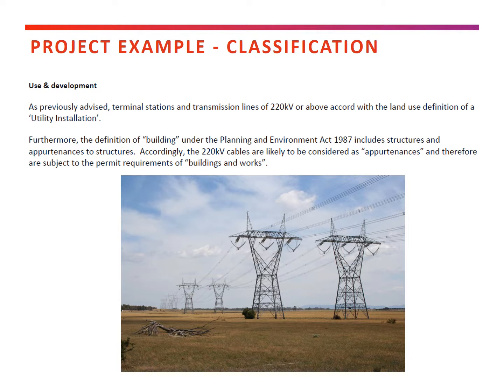So the development was terminal stations and transmission lines that were part of a land use that was classified as utility installation. There was requirement for building under Victorian legislation, Planning and Environment Act, that included structures, and this is a fantastic word, appurtenances to structures. So the wires and appendages that were part of the structure. And the actual cables were likely to be considered as appurtenances under the Act. And so they were part of permit requirements around building and works.